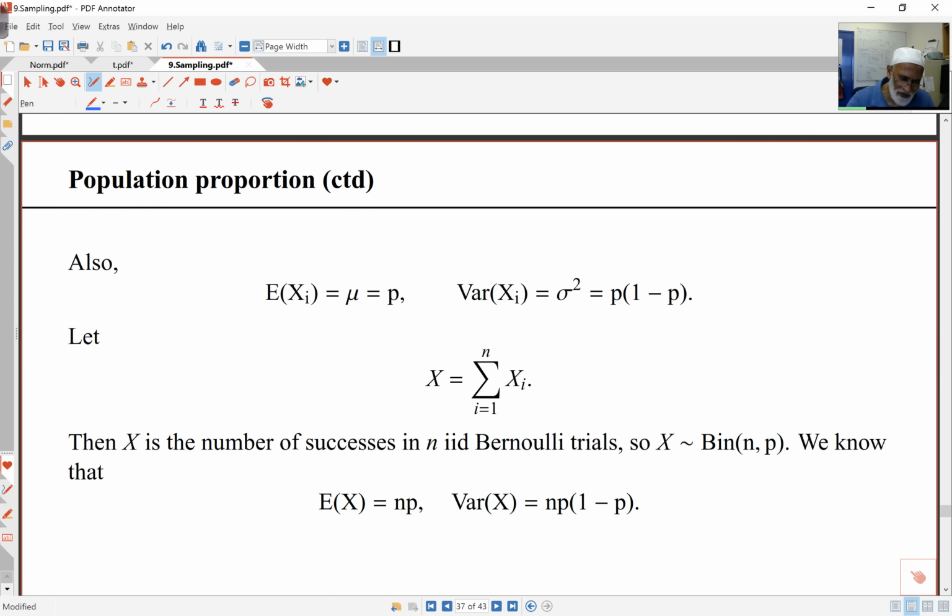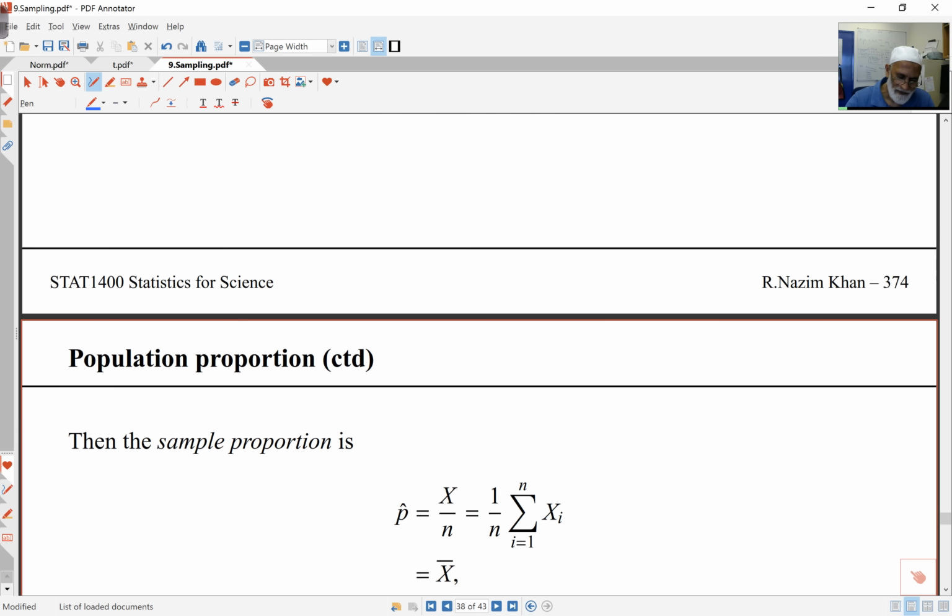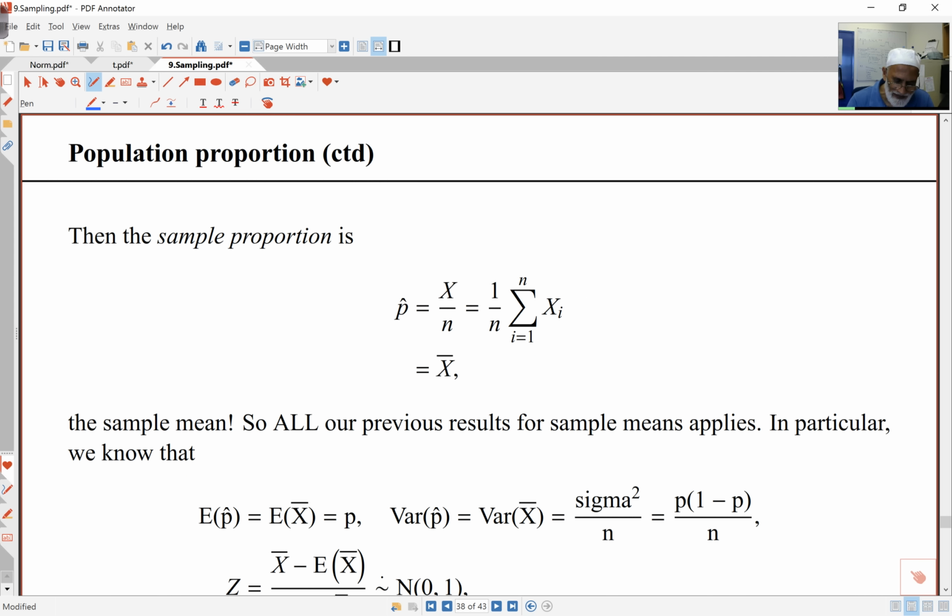If I take a look at my earlier results, for the Bernoulli, the mean is just p, and the variance is p times 1 take p. If I put x as the sum, then x is the number of successes in n IID Bernoulli trials. X is binomial now, and we know that E of x, the mean, is np and the variance is np times 1 take p. That's to set the whole thing up. Now, the sample proportion is x over n, the number of people who will vote Liberal over the total number.